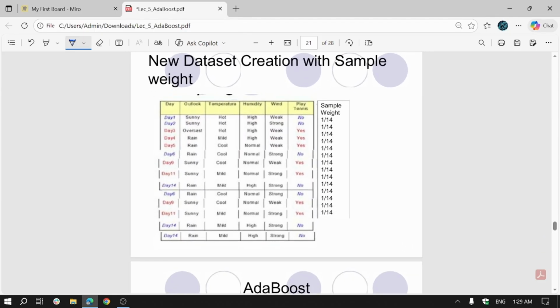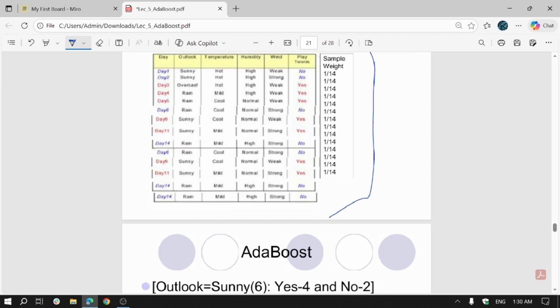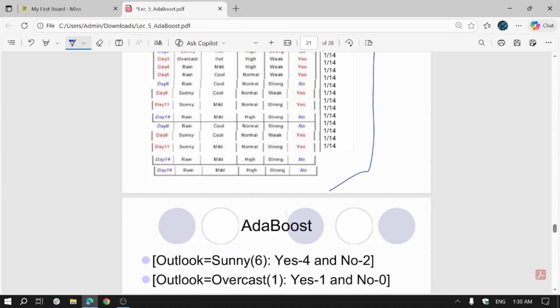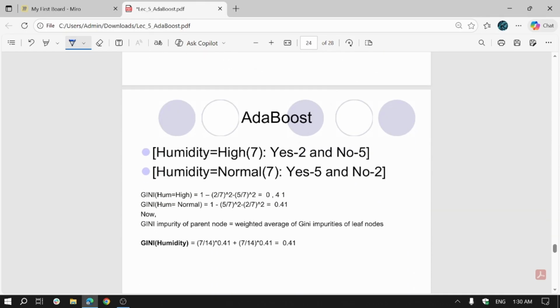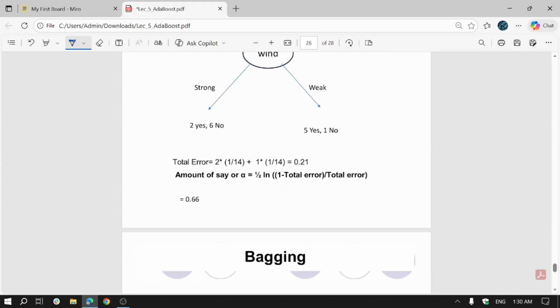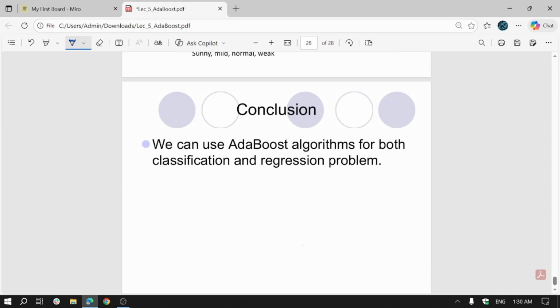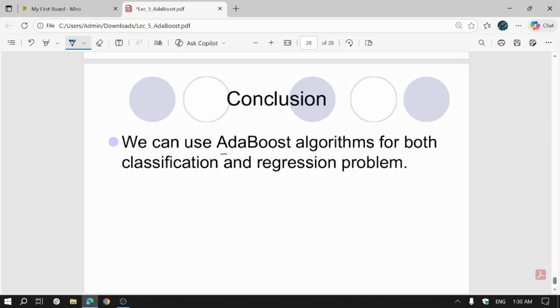Then you can again use your AdaBoost classifier and lessen the error. So basically, we can use AdaBoost for both classification and regression problems. So that's all. Thank you.